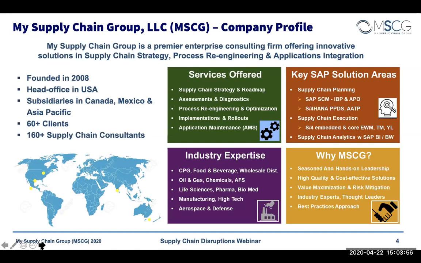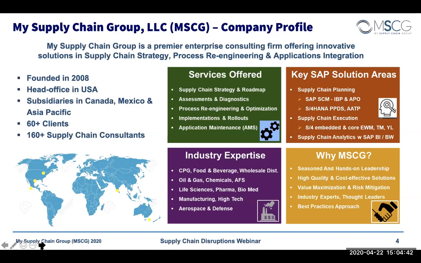Just a quick one-pager introduction about My Supply Chain Group. We are a premier enterprise consulting firm that offers innovative solutions in supply chain strategy, process engineering, and applications integration across multiple industry verticals. We were founded in 2008, have been around for 12 years, with the head office in the US and subsidiaries in Canada, Mexico, and Asia Pacific. We have had more than 60 clients so far, and we are growing rapidly with 160 consultants all over the world, the majority in the US, but also in Canada, Latin America, Australia, India, and so on.